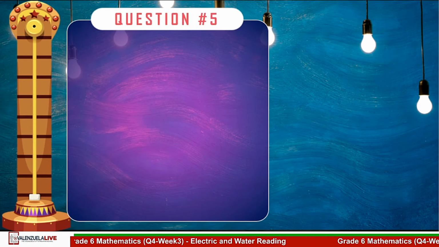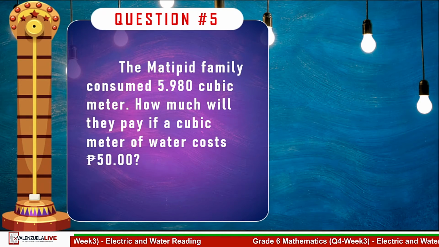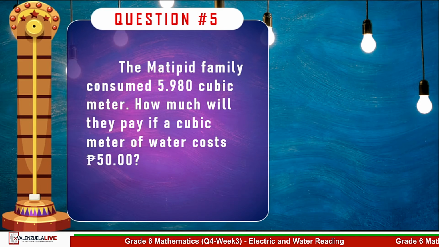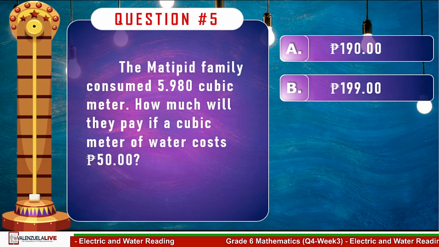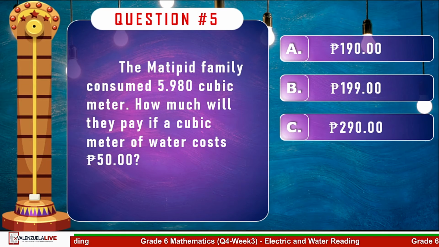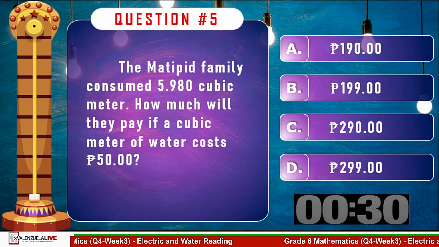For the last question, the Matipid family consumed 5 and 980,000 cubic meters. How much will they pay if a cubic meter of water costs 50 pesos? Here are the choices. Letter A, 190 pesos. Letter B, 199 pesos. Letter C, 290 pesos. Letter D, 299 pesos. Your 30 seconds. Timer starts now.